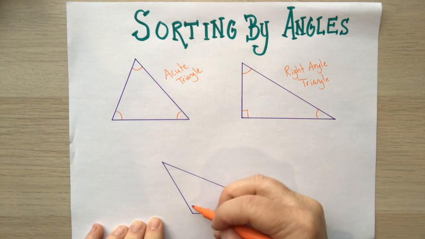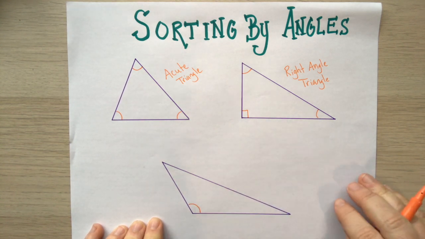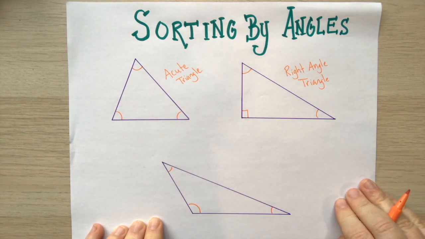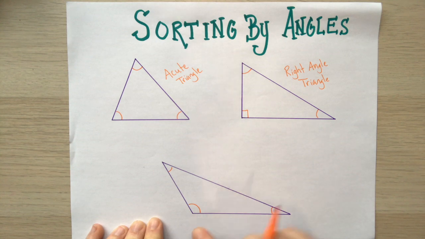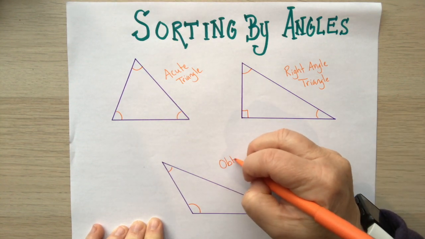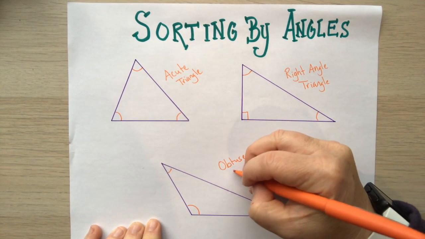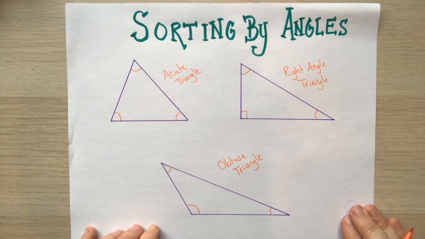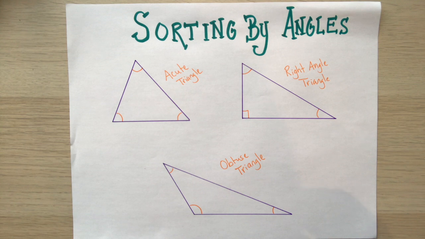For our last one, we have one obtuse angle. The other two are acute. But because of this one angle, this is called an obtuse triangle. Now, the question is, can you have triangles with two right angles? Or can you have more than just one obtuse angle in a triangle? I want you to think about that for a second.